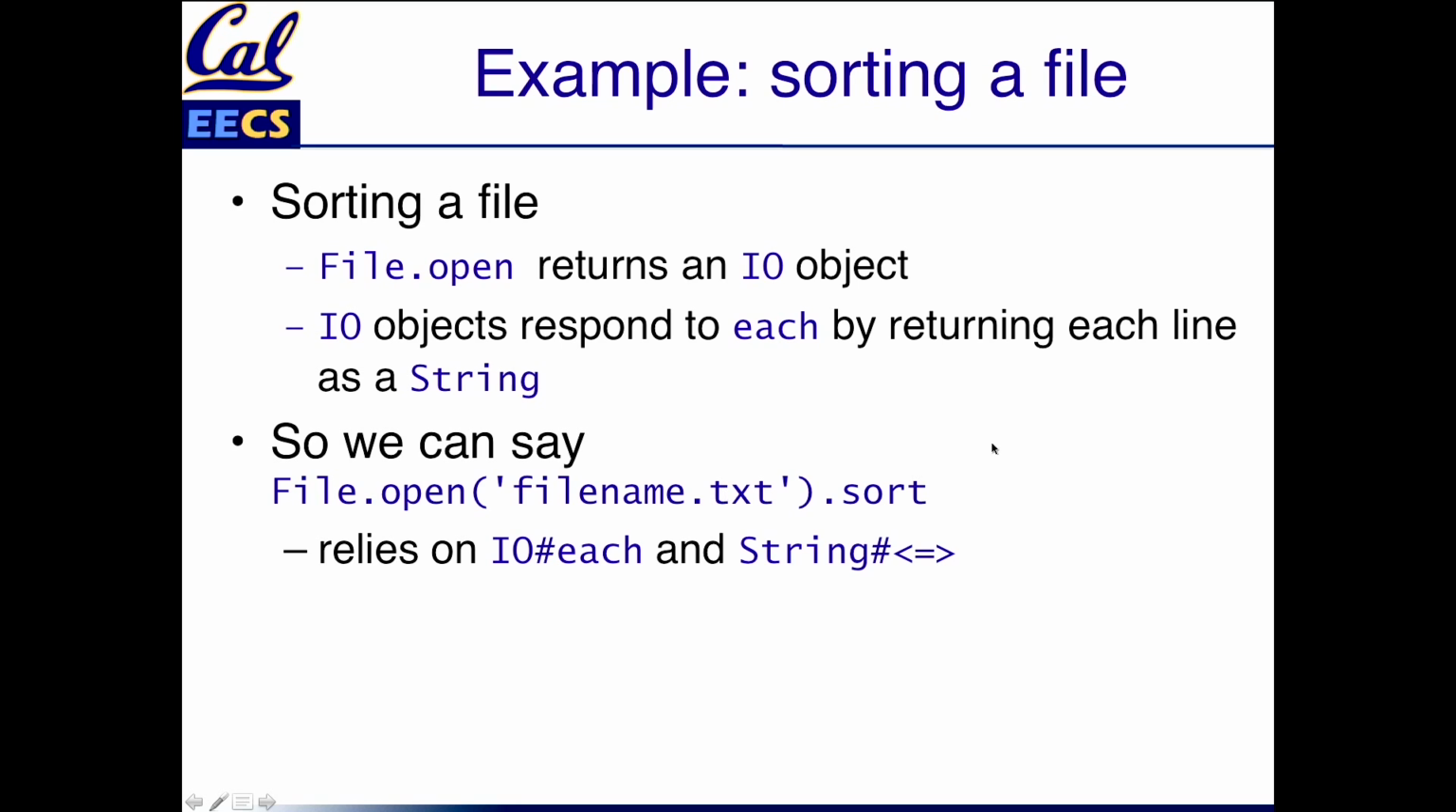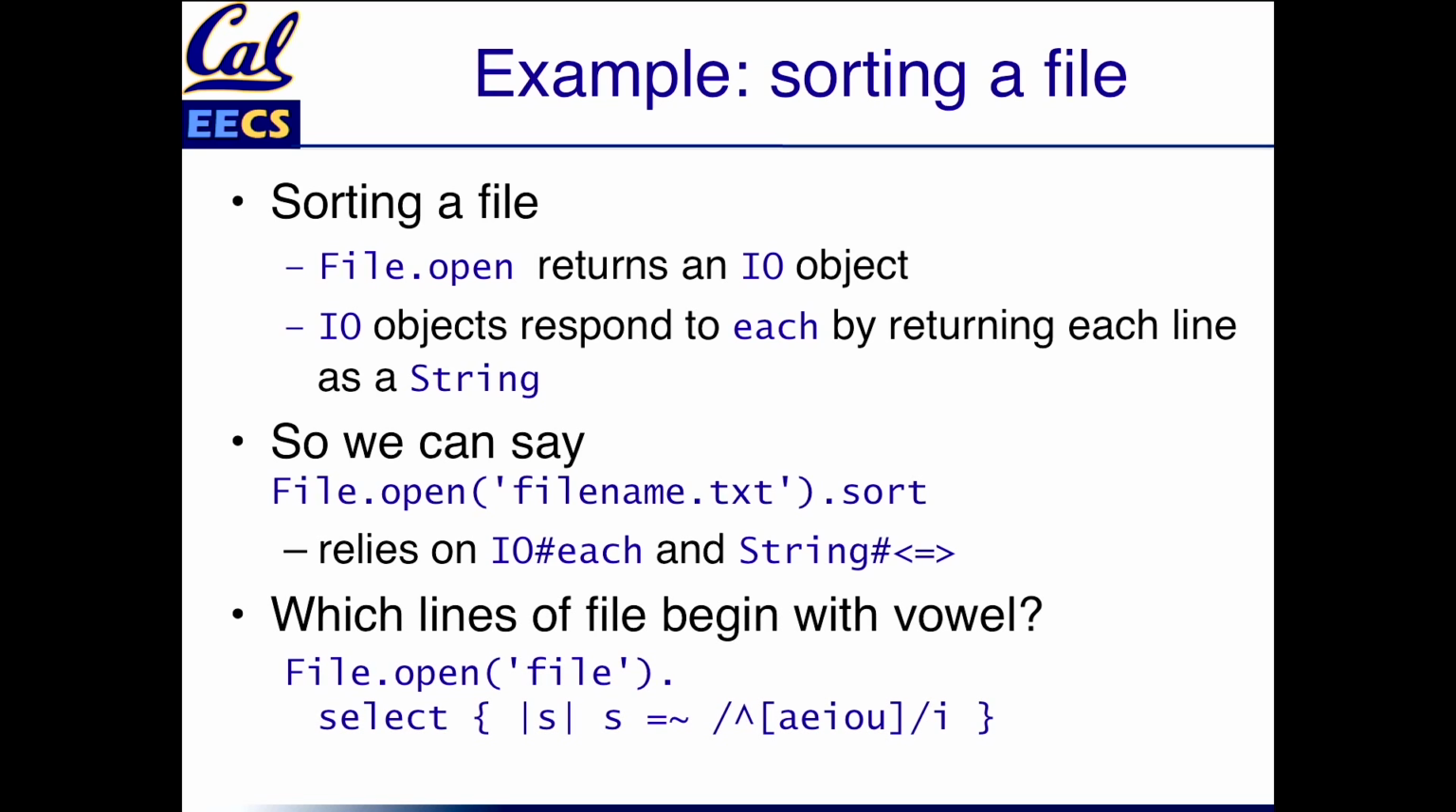And inside that collection, what is each element? Well, it's a string, right? It's a line of a file. Strings know how to compare themselves. That's part of the built-in string behavior. So with no extra work, I can reuse behaviors despite the fact that the classes are different. I can also say, which lines of this file begin with a vowel? Well, that's easy enough. We already know how to use select to pass an anonymous function to something. So for every line of a file, we're going to pick out the ones where this regular expression match returns true. Again, 0 additional work.